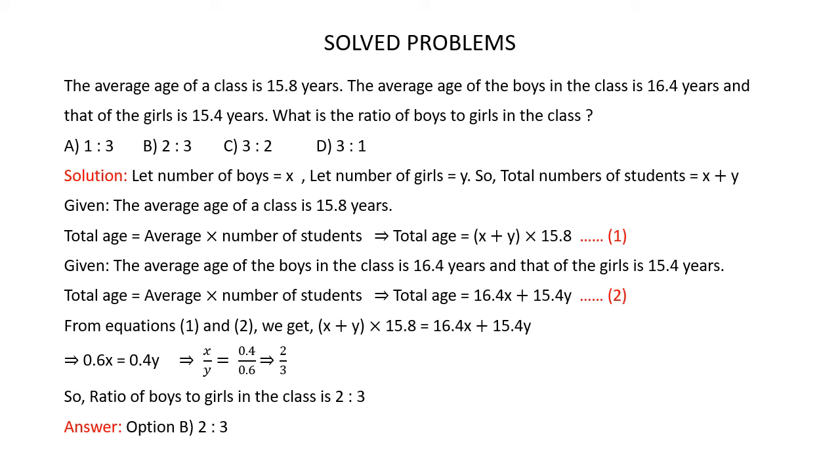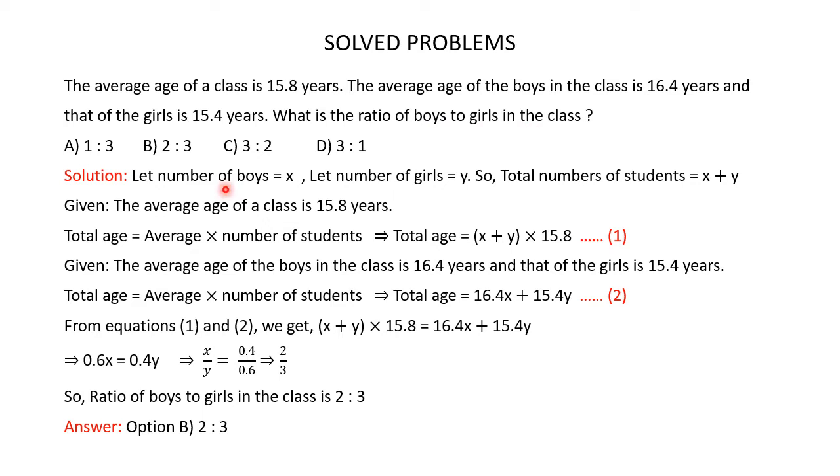The average age of a class is 15.8 years. The average age of the boys in the class is 16.4 years and that of the girls is 15.4 years. What is the ratio of boys to girls in the class? You are given 4 options here and you have to find out which of these options is the correct one. So here we have to find the ratio of boys to girls in the class, but we do not know how many boys or girls there are in the class.